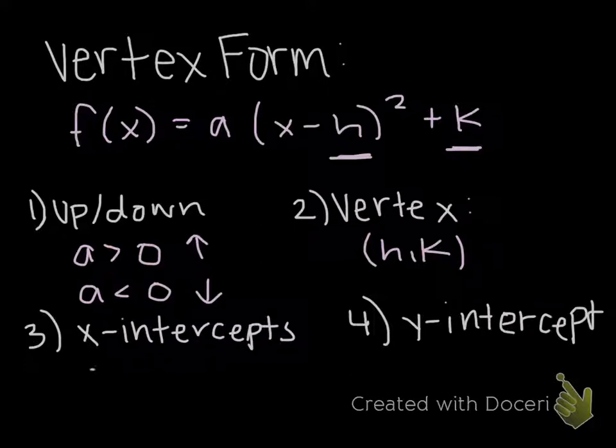To find our x-intercepts, you set the equation equal to 0 and solve for x. To find the y-intercept, you plug in 0. So we're going to go through one example like this.